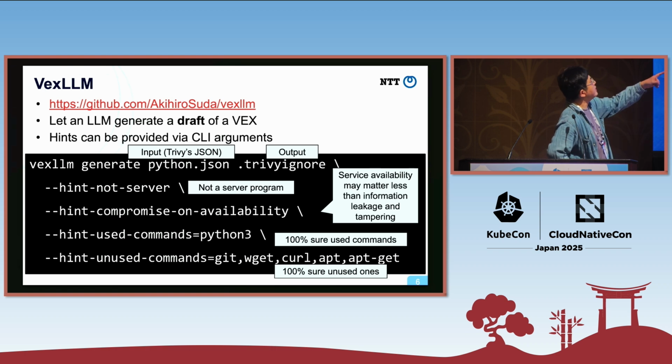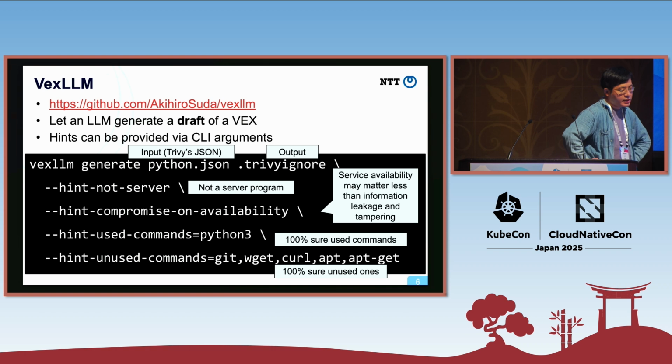The first hint is that this is not a server program. The second hint is that in this case, service availability may matter less than information leakage and tampering. Service availability matters, of course, but information leakage and tampering are more serious problems. In this case, the used command is python3. And in this example, we are also sure that we don't use commands such as git, wget, curl, apt, and apt-get.